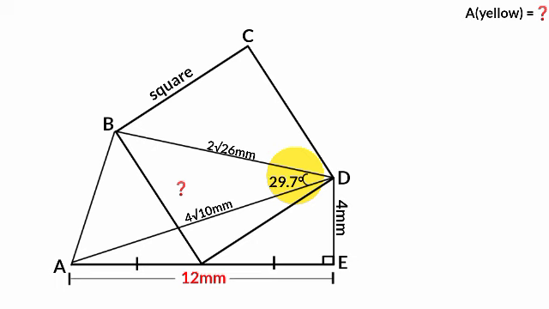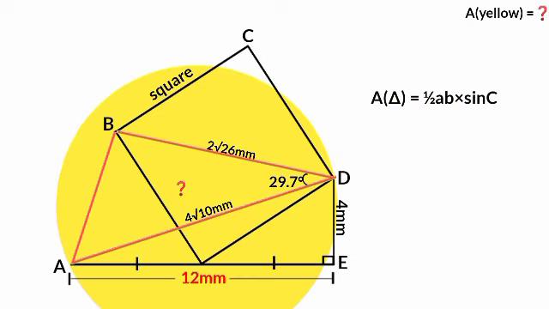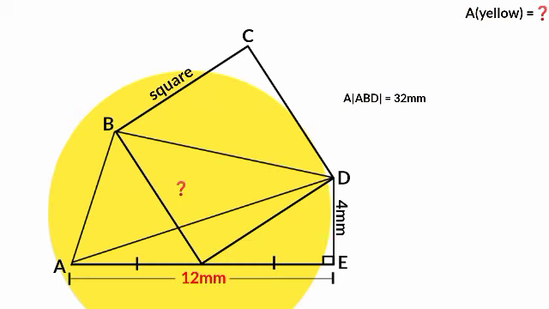Now one of the formulas for calculating the area of a triangle is half the product of the lengths of two of its sides times the sine of the angle between them. That is, the area of this triangle can be calculated by half the product of the length of this side and this side times the sine of this angle. So area of triangle ABD equals 1 over 2 times 4 root 10 millimeters times 2 root 26 millimeters times sine 29.7 degrees, which if you press a calculator is 31.9561 millimeters squared, approximately 32 millimeters squared. So the area of triangle ABD, which is the yellow area we were asked to calculate, is 32 millimeters squared.